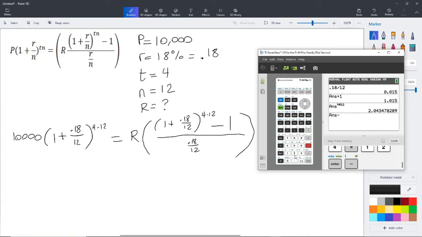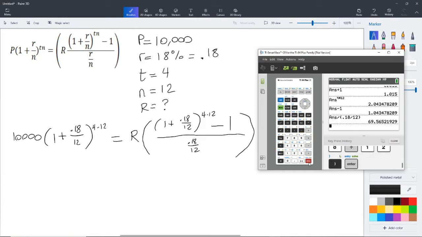We need to subtract 1. So minus 1. Enter. Divided by parenthesis. Don't forget the parenthesis here because we do have 0.18 being divided by 12. And while I don't necessarily have a parenthesis on my work here, we need to make sure that the calculator has one so it does things in the right order. Enter. So right now, next to our R value, we have 69.5652, we'll call it. Let's write that down.